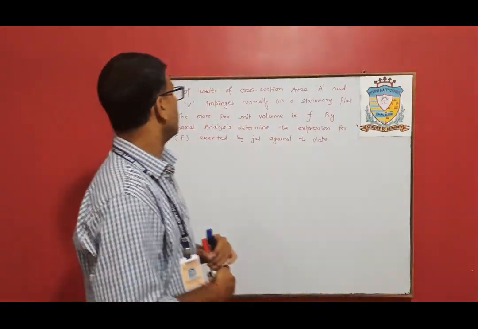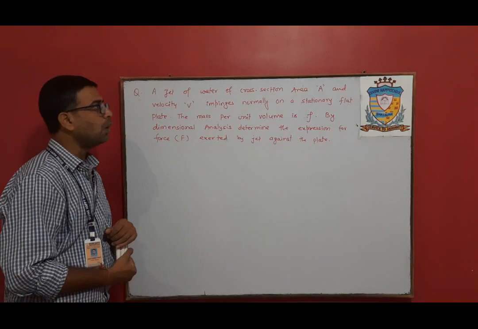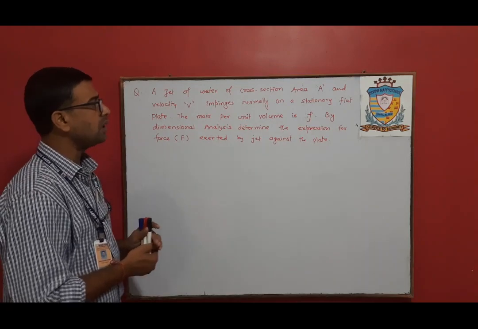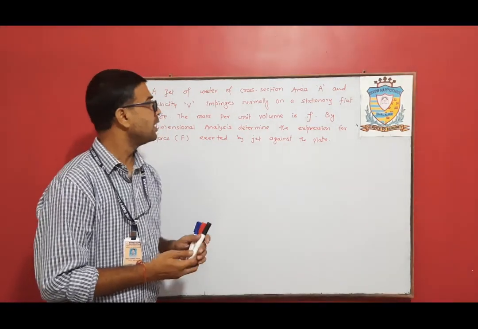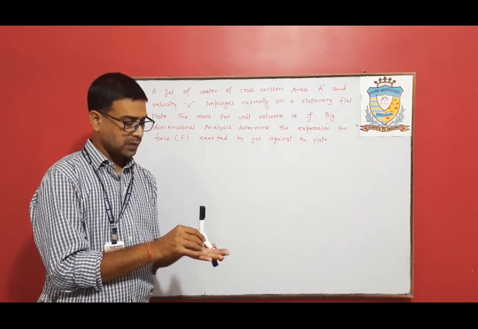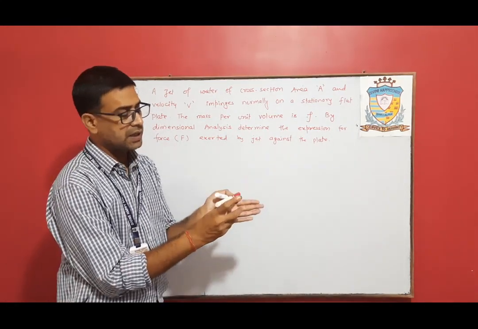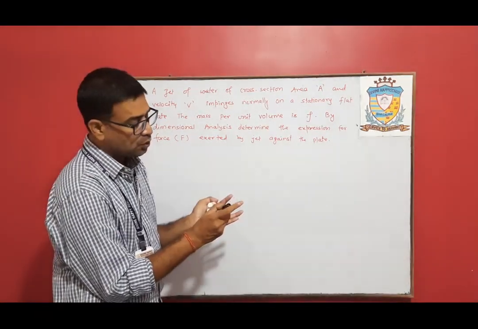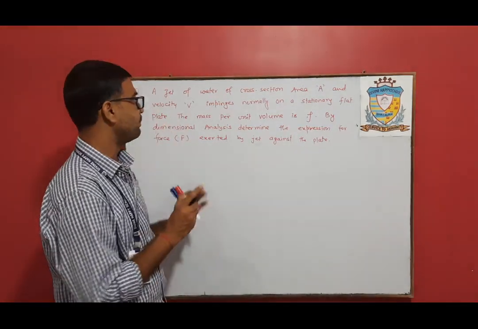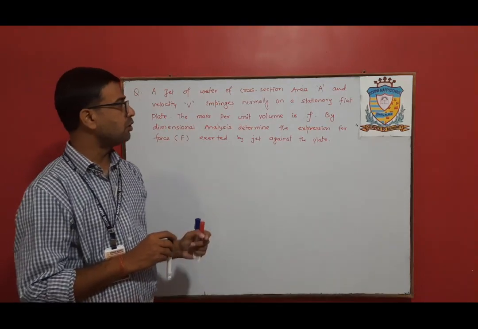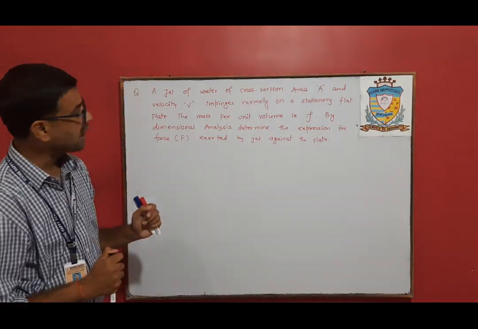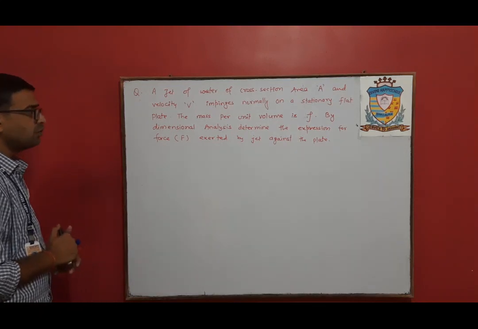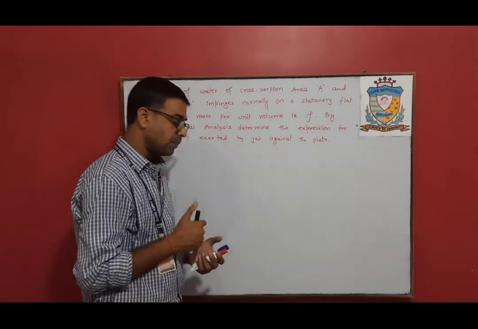In this, it is given that a jet of water of cross-sectional area A and velocity V impinges normally on a stationary flat plate. Means a jet is kept on a plate. Here the area of cross section of this jet is A, and the velocity with which this water comes out is V. The mass per unit volume of water is rho. By dimensional analysis, determine the expression for the force exerted by the jet against the plate.